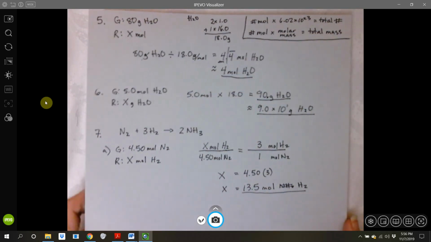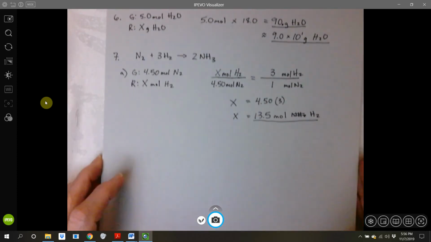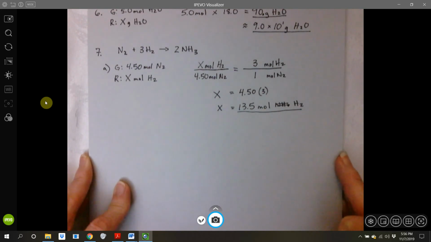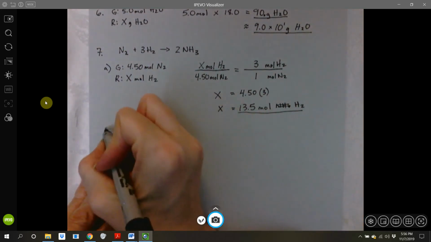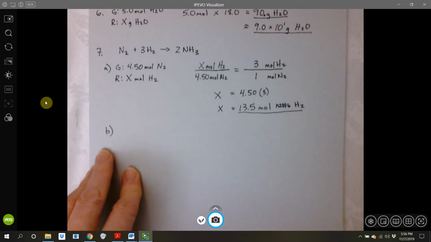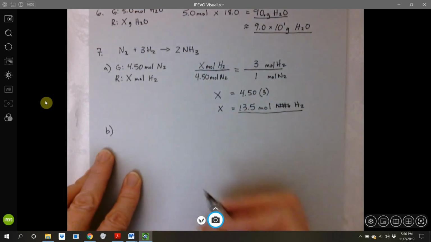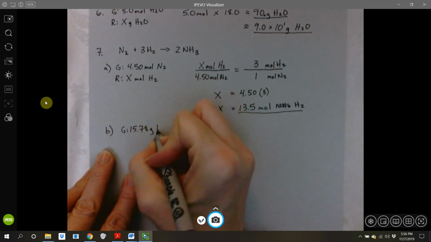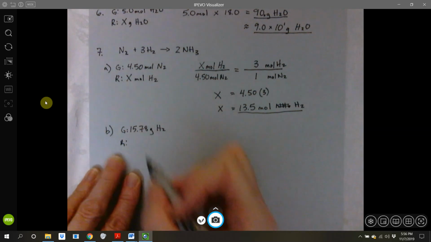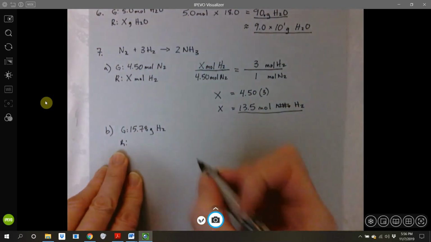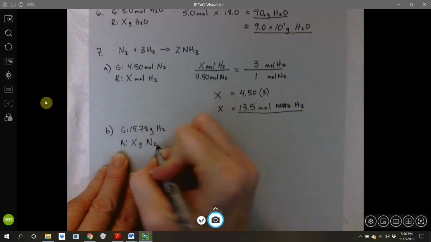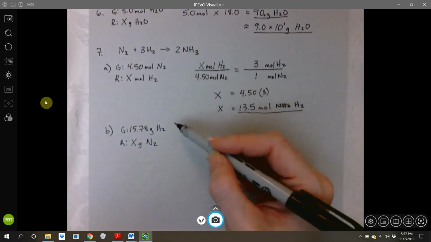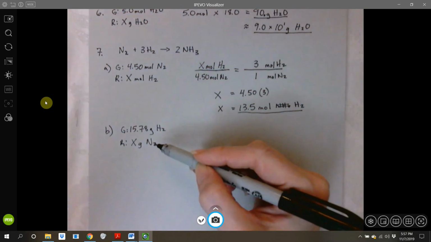Next, let's look at number B, 7B. Okay. So B asks, how many grams of N2 will combine with 15.78 grams of H2? So they gave us 15.78 grams of H2. We need to find how many grams of N2. So here, we're still basing our question on this chemical equation. We have grams and grams. So that's going to change our question a little bit.